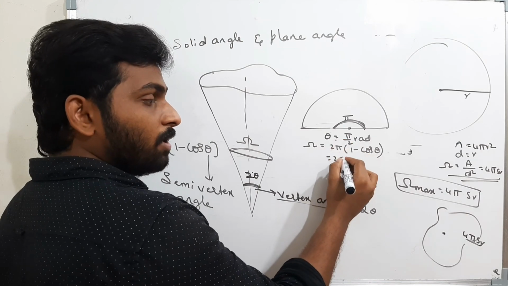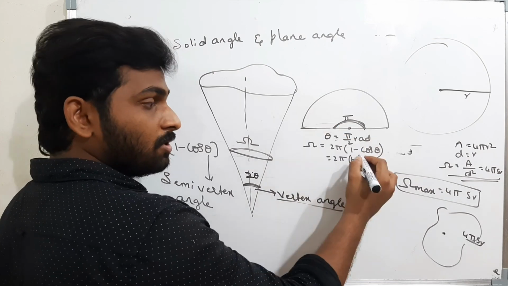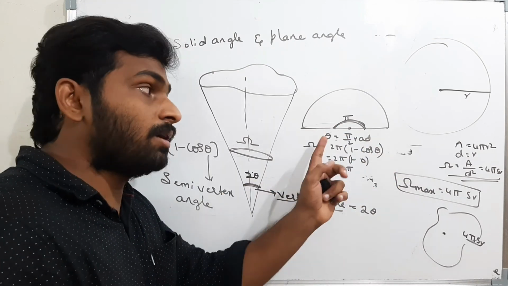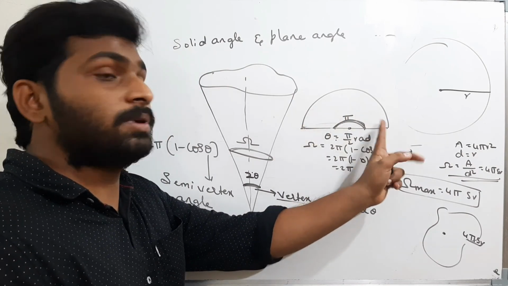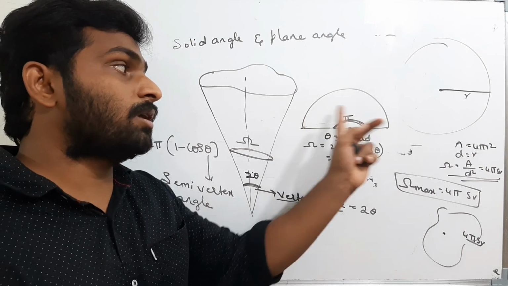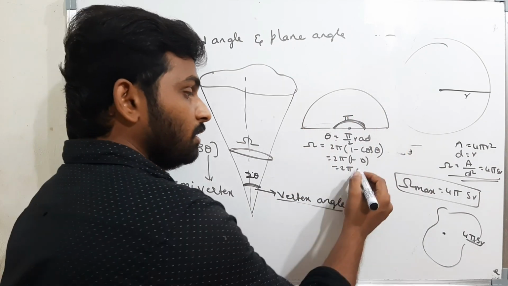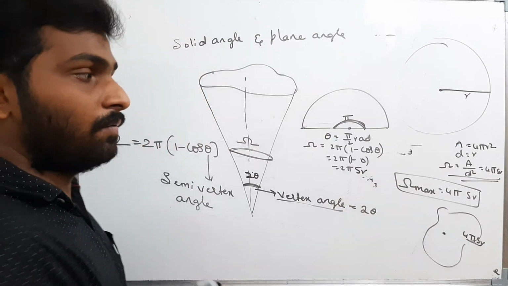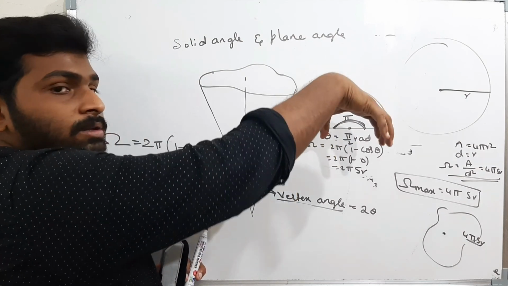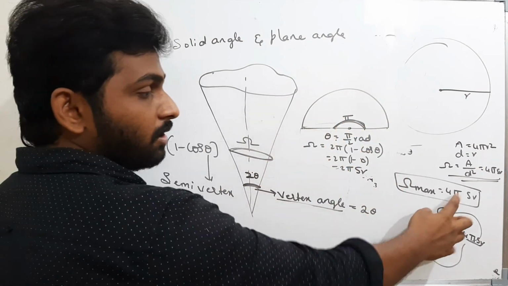Therefore, what is the value? 2 pi into 1 minus cos 90, that is cos pi by 2, which is 0. Therefore, it is 2 pi. That means the angle made by the semisphere is nothing but 2 pi steradian. If it is a complete sphere, then what is the angle made? Upside it is 2 pi, and downside it is 2 pi. Therefore, total is 4 pi. That is the maximum angle.